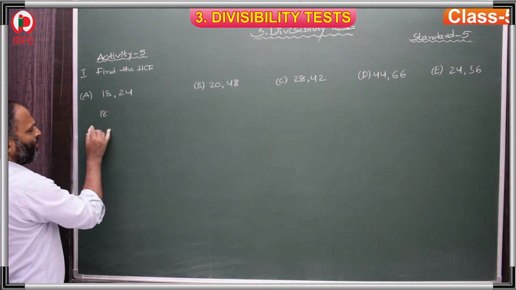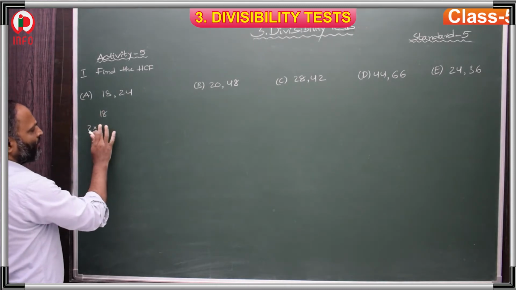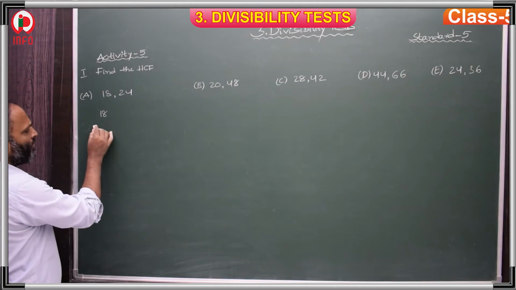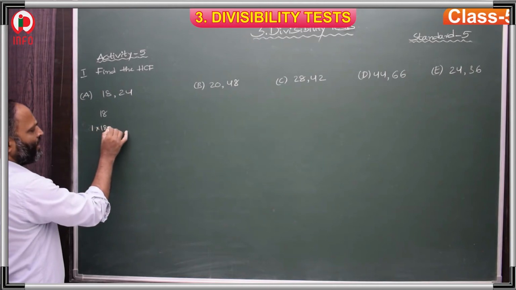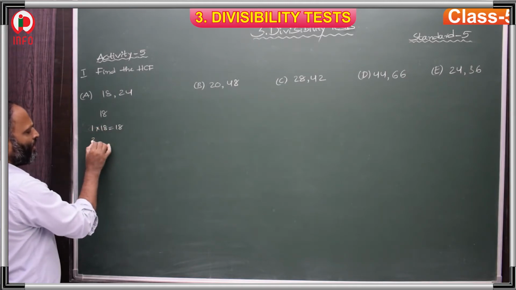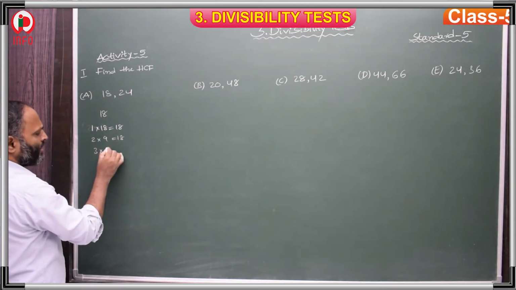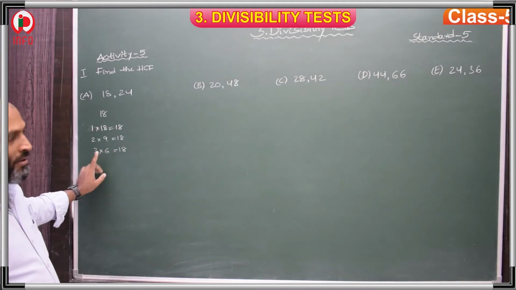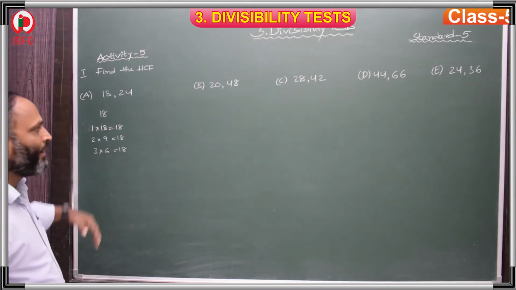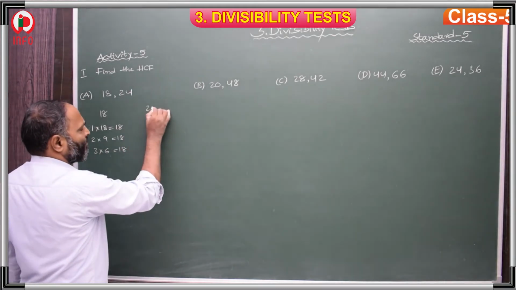18. 1 18 is 18. 2 nines are 18. 3 6s are 18. Then don't take more. Stop till here only. Next, 24.